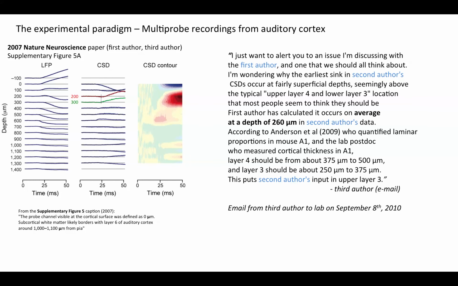And in that same email, the third author goes on to discuss the fact that the sink is at a very superficial depth of 260 microns, which places it in upper layer 3. So it's not as if the authors were ignorant of what cortical depths they had recorded at. They were entirely aware of the fact that this was a very superficial sink at a depth of 260 microns, and that this was upper layer 3.